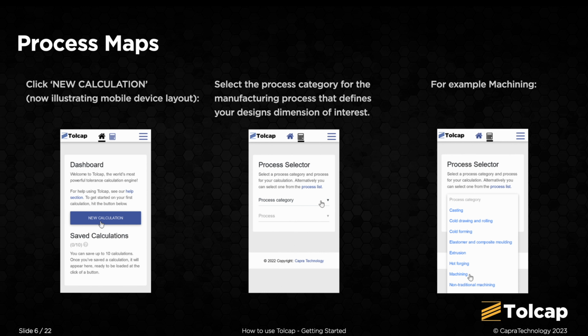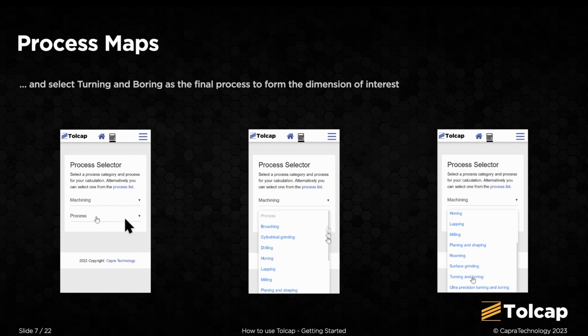Select New Calculation to find the predicted process capability of the tolerance you're interested in. Suppose the manufacturing process that finally determines the dimension on the part is turning or boring. Drop down the process category list and select Machining. Drop down the list of processes. You'll see there are quite a few, and select Turning and Boring. Alternatively, you could have followed the link to the list of processes and selected Turning and Boring from there.